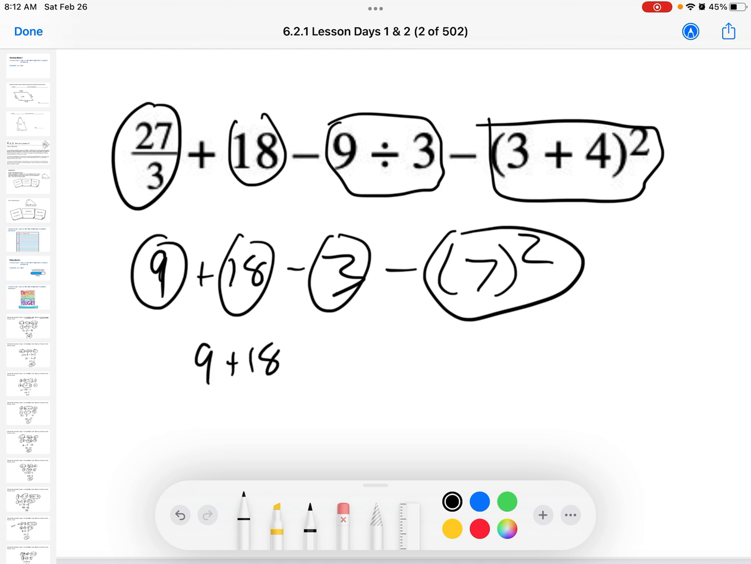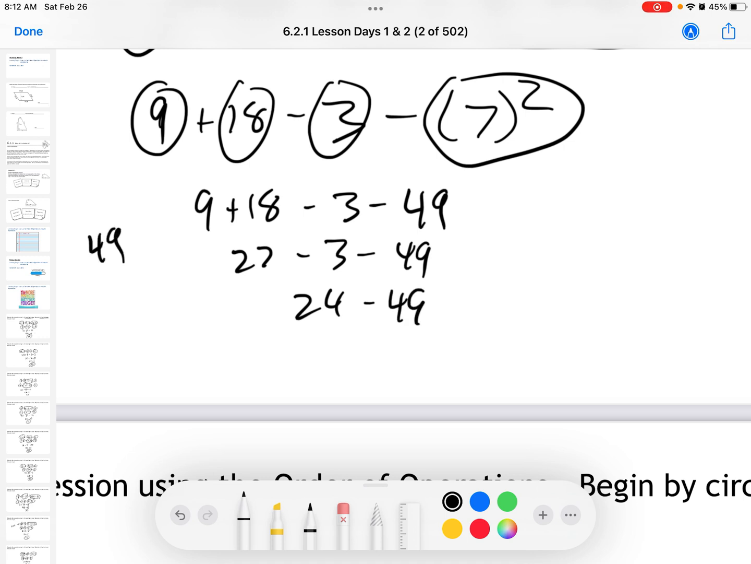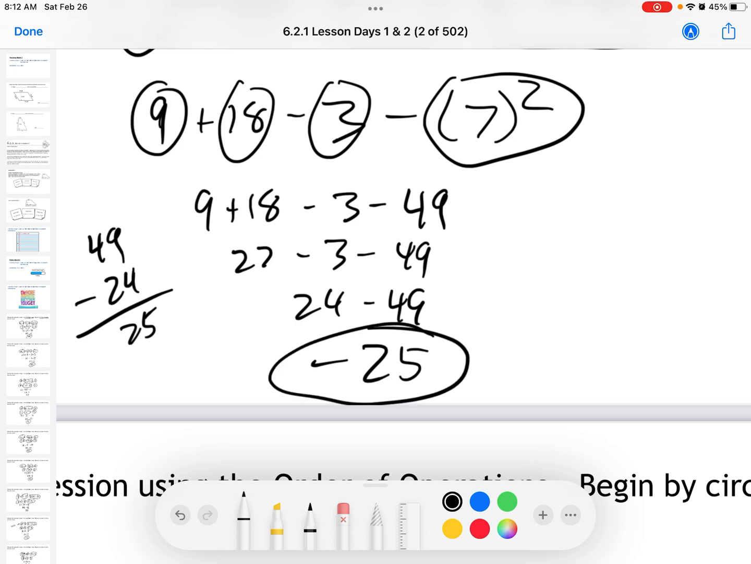9 plus 18 minus 3 minus 7 squared is 49. 9 plus 18 is 27, minus 3, minus 49. 27 minus 3 is 24, minus 49. Now that one I want to do on the side. 49 minus 24 is 25. I did that subtraction because I knew it would be a negative number in that one.